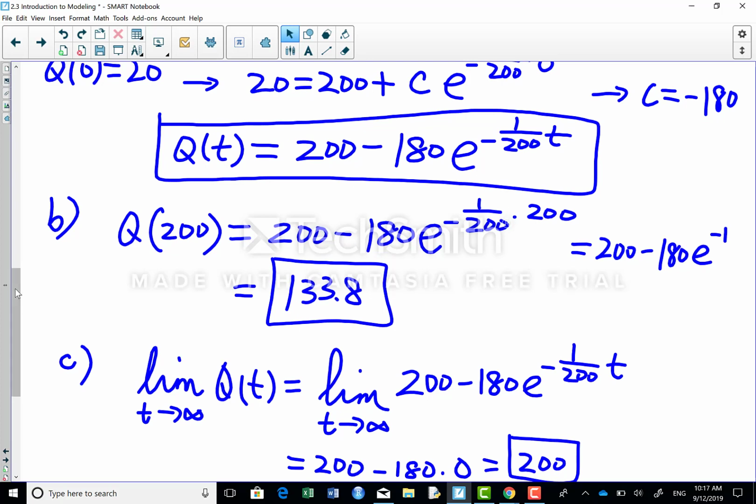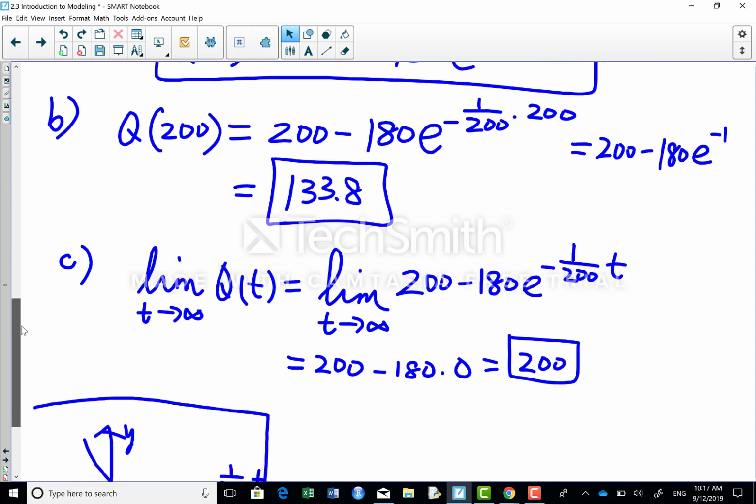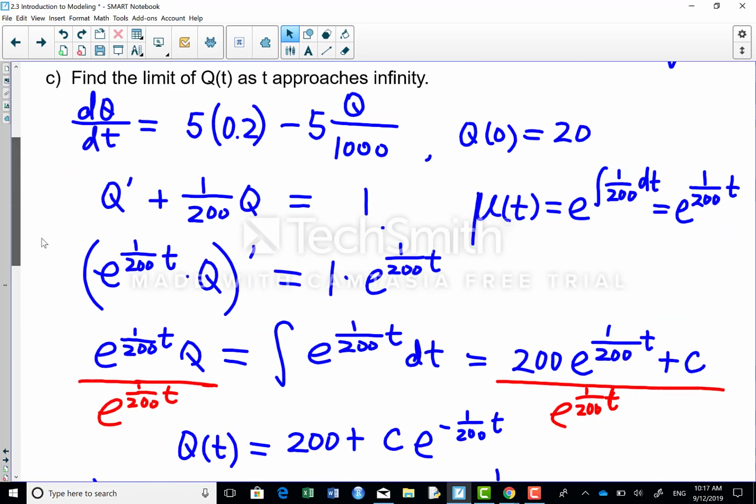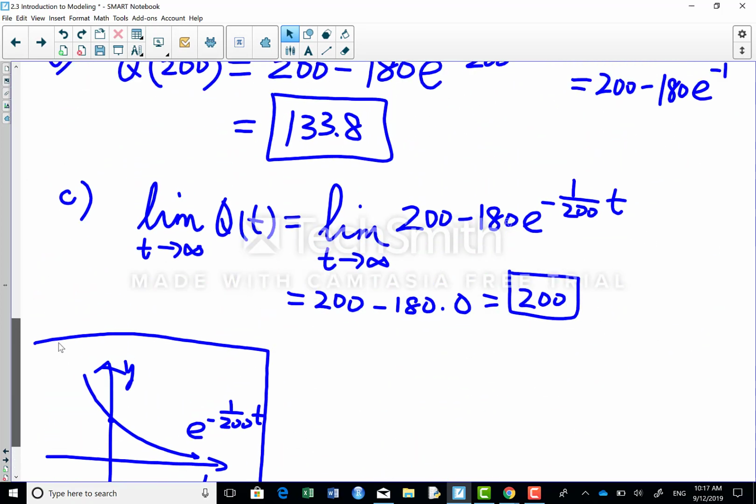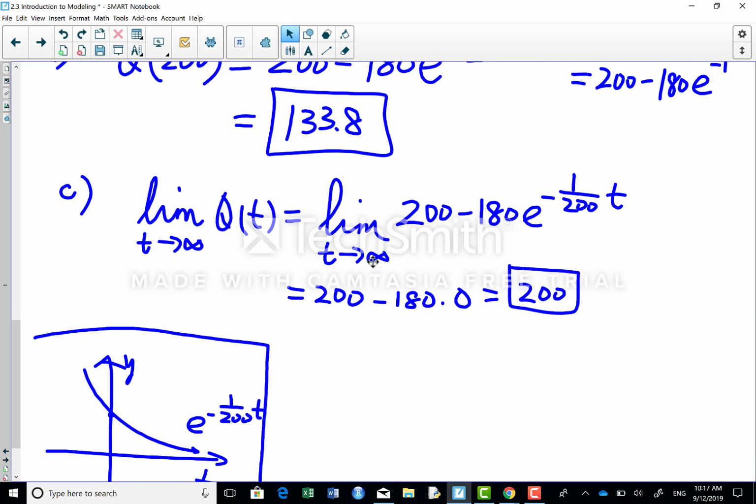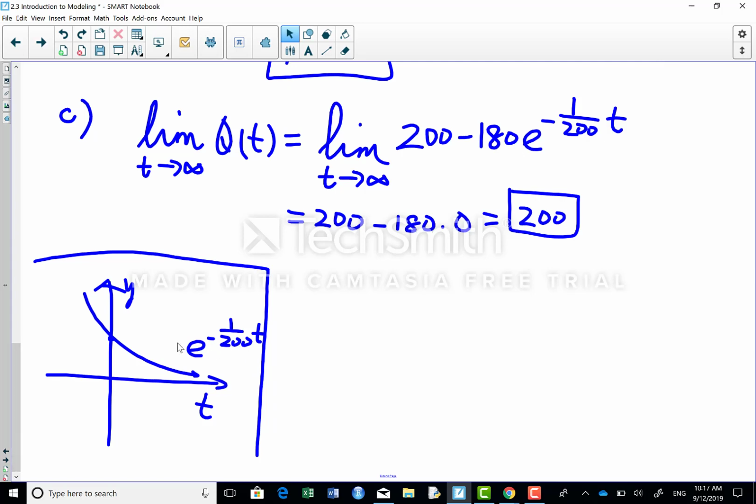Part C, we want to investigate, as time approaches infinity, what will be the amount of solute in the tank. So we're going to take the limit of this particular solution as t goes to infinity. And because e to the power negative 1 over 200 t is an exponential decay function, we understand as t goes to infinity, the function value e to the power negative 1 over 200 t will decrease to 0. So the final answer will be 200 minus 0, which is equal to 200.